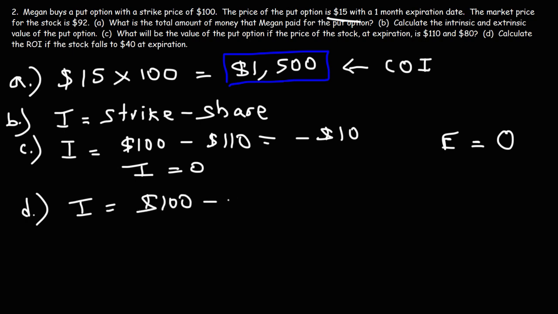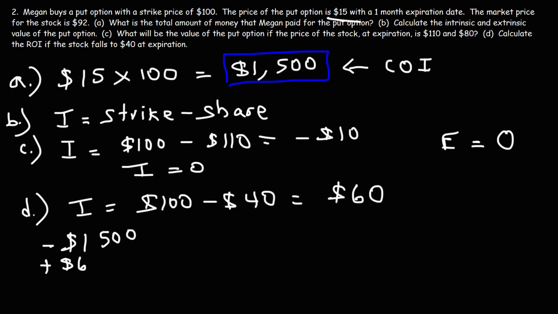So the put option is going to be worth 100 minus 40. So it's going to be worth $60 at expiration. And that's pretty good. But let's calculate her net profit on this trade. So her initial cost of investment was $1,500. That's how much she paid for the put option. And she's selling the put option at $60 times 100 shares. So 60 times 100 is 6,000. So when she sells it, her account will be credited with 6,000. Her net gain on this trade is 4,500, which is pretty good.